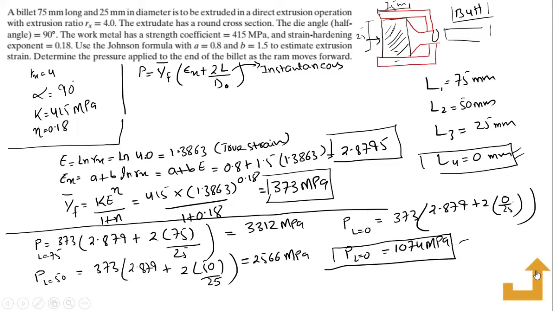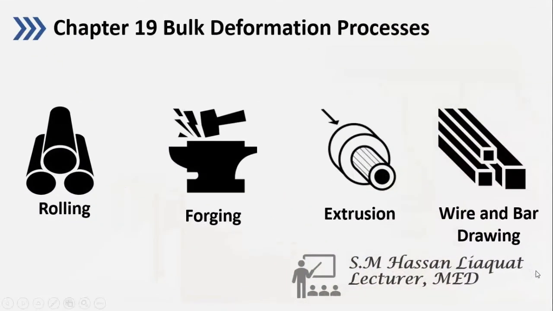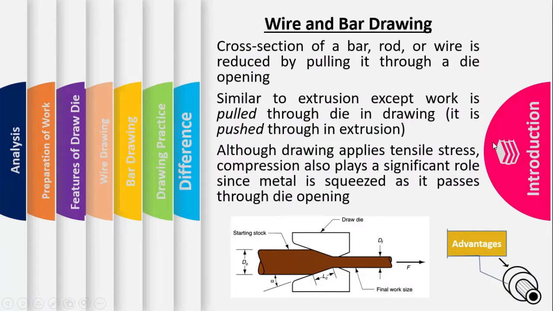Now we will move towards the next and the last type of the bulk deformation process, that is wire and bar drawing. So what is wire and bar drawing? First and foremost, it's a type of bulk deformation process in which the cross section of a bar, rod, or wire is reduced. The primary purpose is just to reduce the cross section of the bar, rod, or wire by pulling it through the die. So here it is performed through a pulling action.